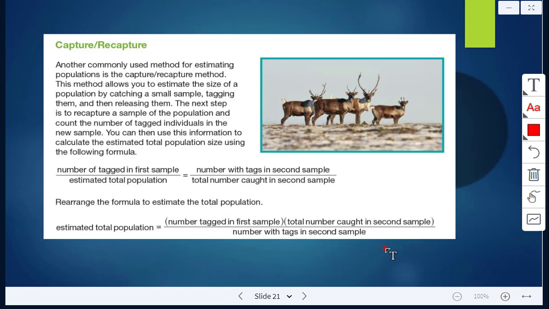So there's this formula here. It's the number of tagged in the first sample divided by the estimated total population, and it's equal to the number with tags in the second sample over the total number caught in the second sample.